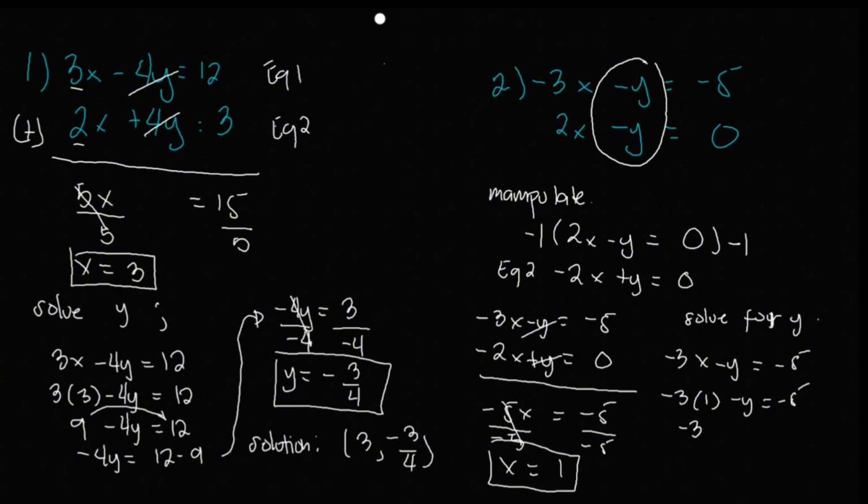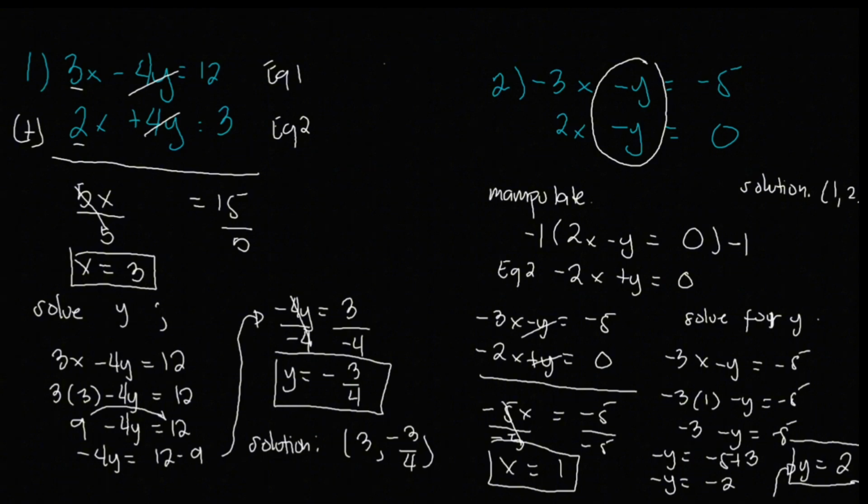Negative 3 times 1, that will become negative 3 minus y is equal to negative 5, and transpose 3, so you can have negative y is equal to negative 5 plus 3. Then simplify, so you have negative y is equal to negative 2. And since your y is still negative, there's still a need for you to divide both sides by negative 1, and it will give you y is equal to positive 2. And that will be your final answer. So therefore, the solution of your system, I'll just write it here, is 1 and 2.